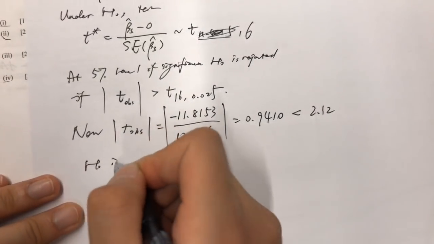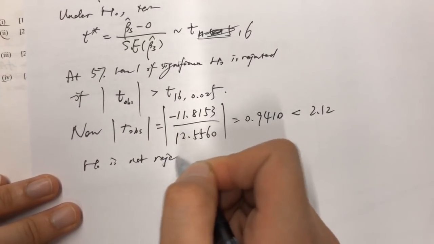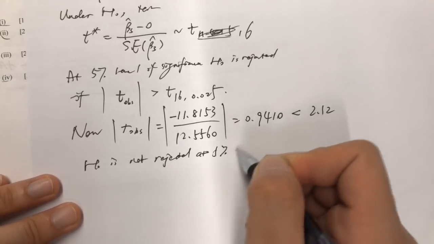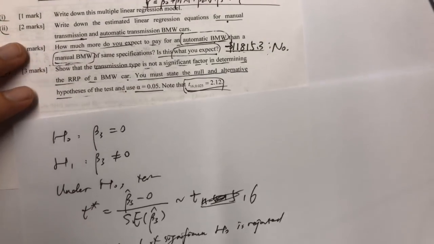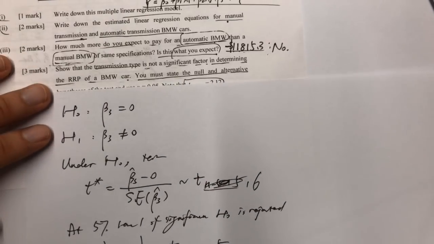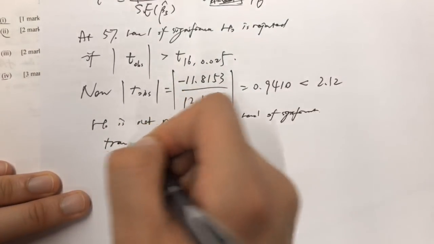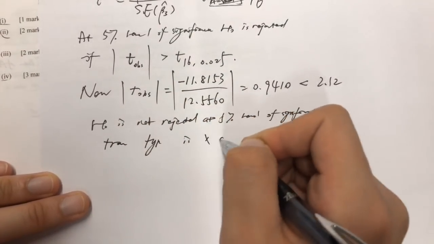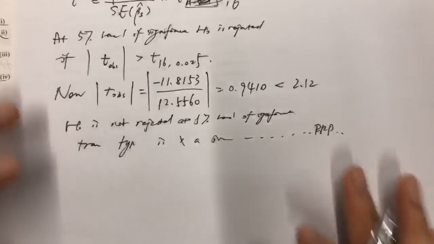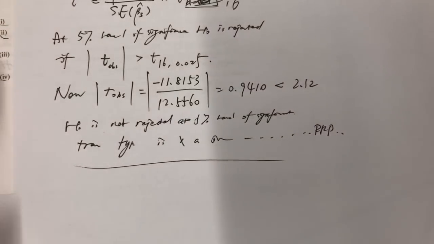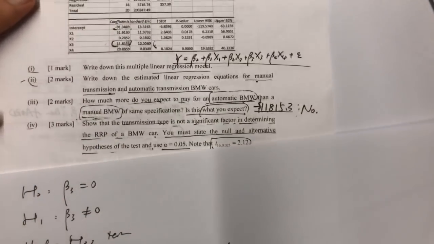Therefore, H0 is not rejected at a 5% level of significance. And therefore, transmission type is not a significant factor in determining the RRP of BMW car. So you can say, therefore, transmission type is not an important factor or significant factor in determining the RRP of BMW car. Okay, so just draw the conclusion. Answer what you are asked. All right, so this is the first 4 questions.